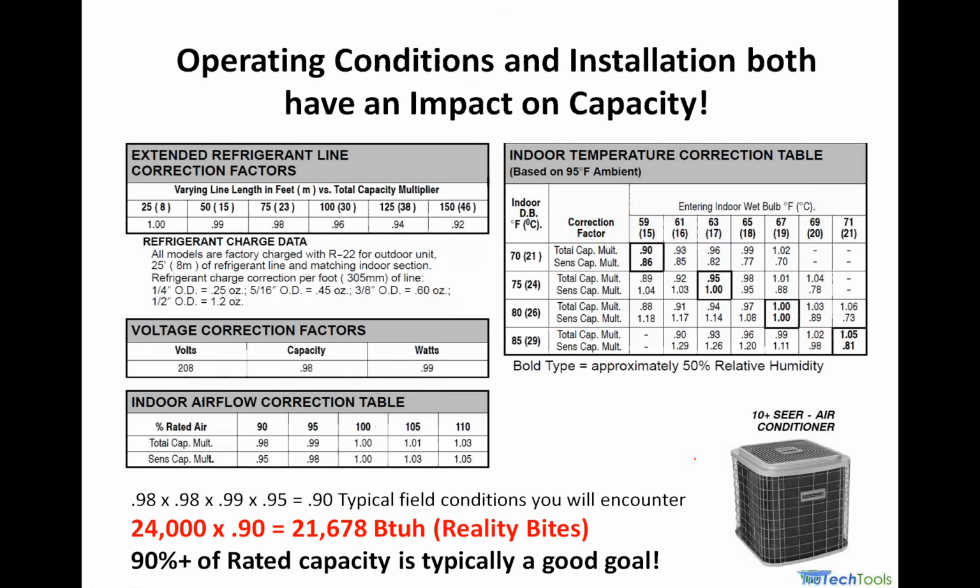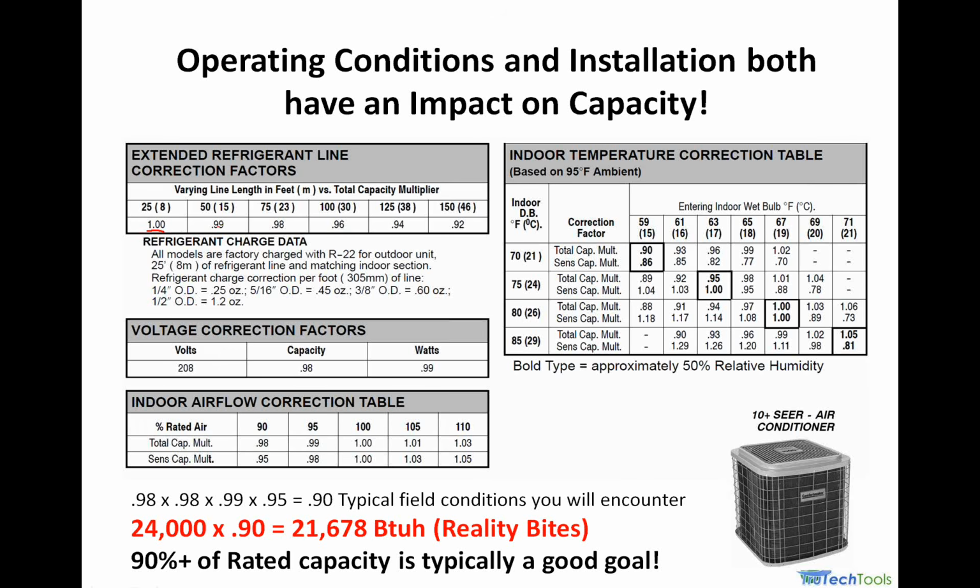When you talk about operating conditions and installation, both have an impact on capacity. This is an extended chart I pulled off of a manufacturer's, Comfortmaker's website. I just went on there this morning, and they have these in their installation directions. Trane, Carrier, Lennox, everybody has these. They may be a little bit different format, but these are the things we've got to look at. And here's what I want to show you. So this extended refrigerant line length, right? You can see this system is engineered to operate correctly with a 25-foot line set.